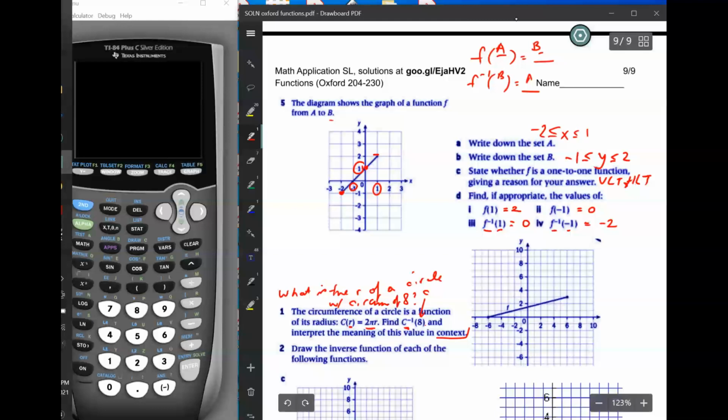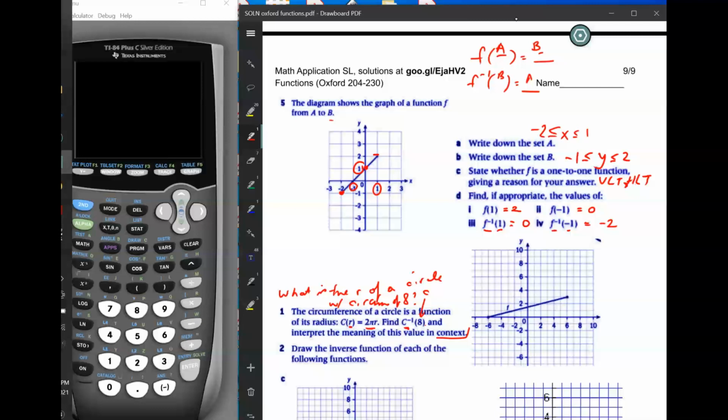Okay, so that's what c inverse of 8 means. Because normally what goes into parentheses for the function c is the radius, but if you do c inverse, the output goes in the parentheses, which in this case is the circumference, right? And then you get the input back, which is the r.